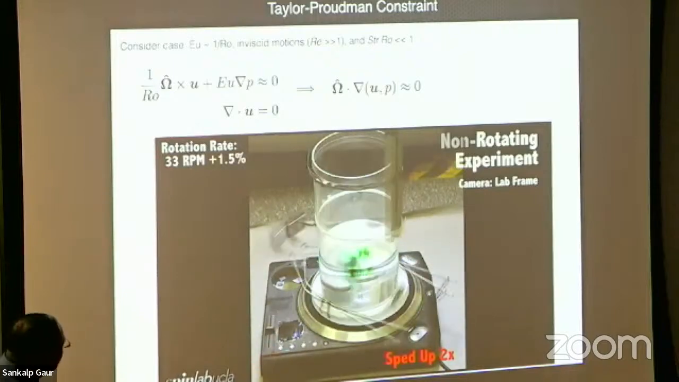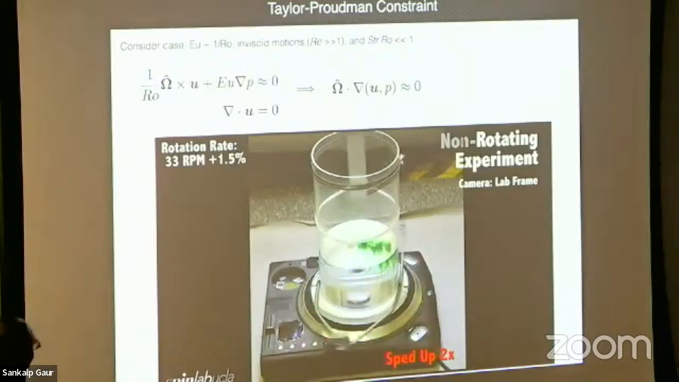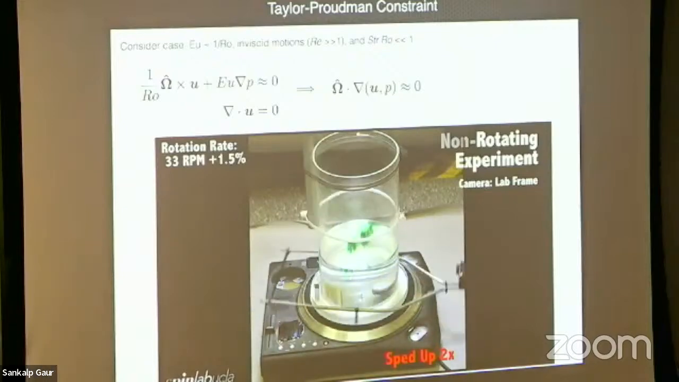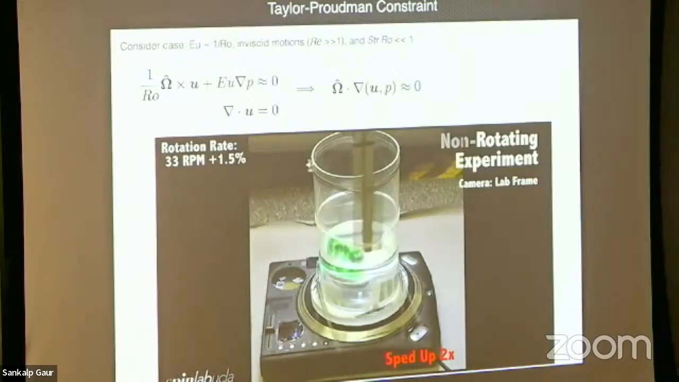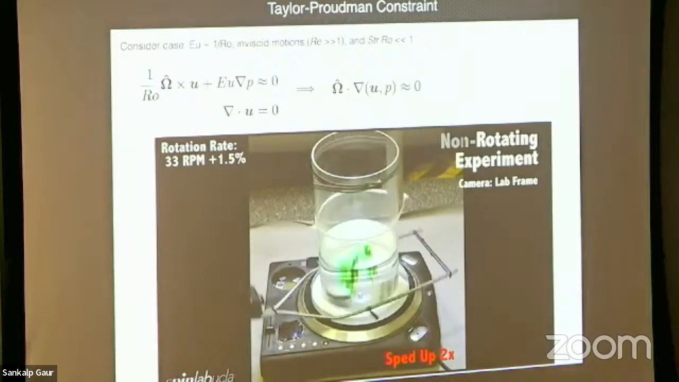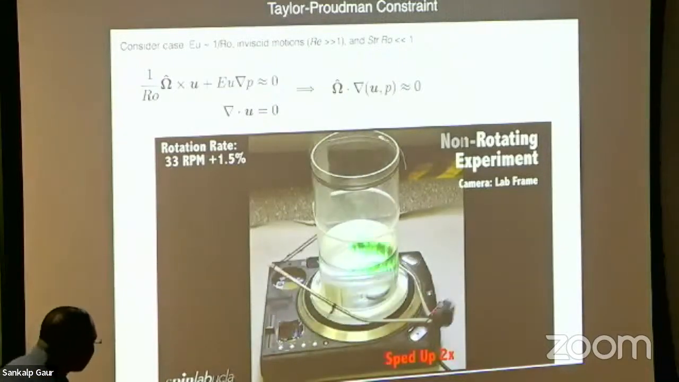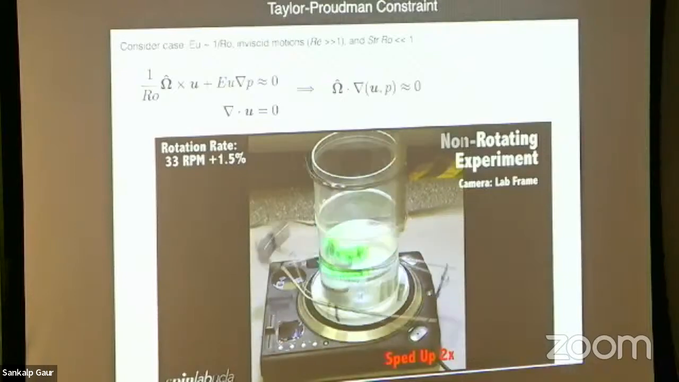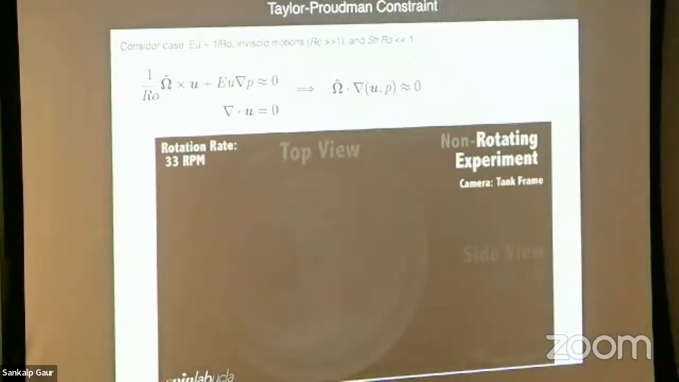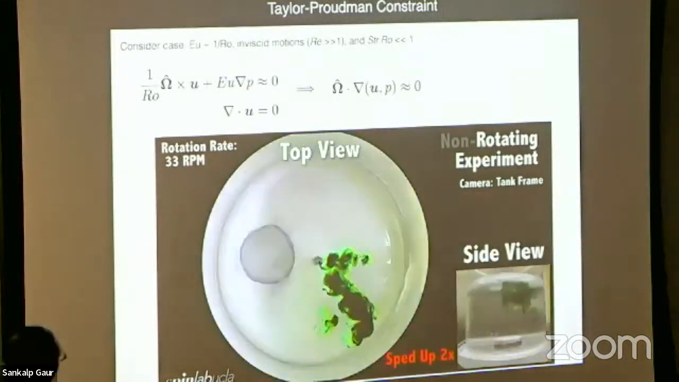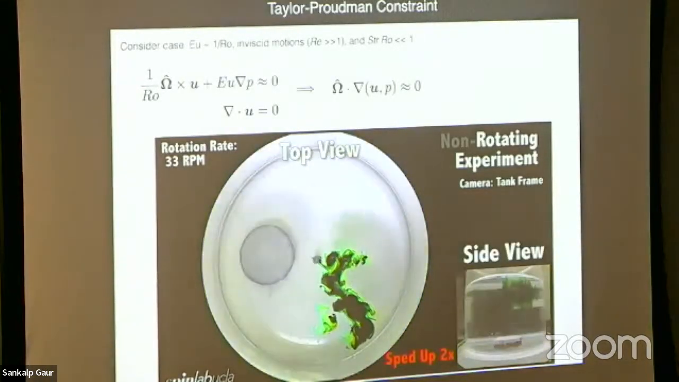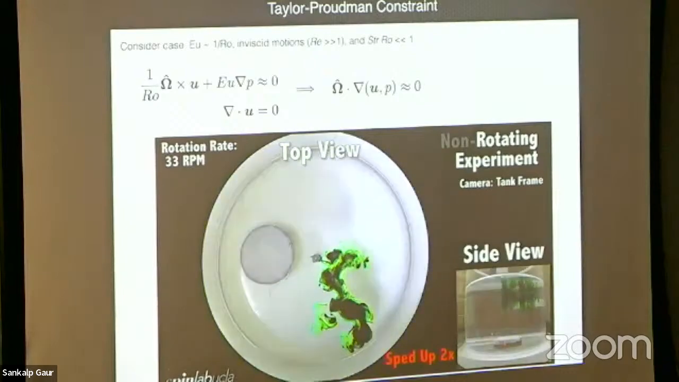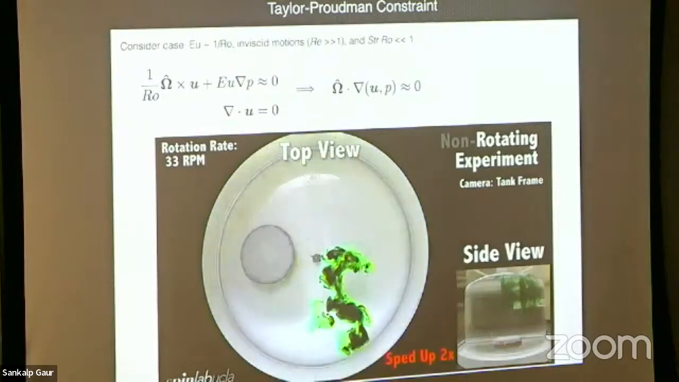And then at some stage, he's got a food dye in here, then he's going to give a discrete jump in the rotation rate. And this is in the lab frame. So we talked about the lab frame, and then in a moment he's going to go into the rotating frame. So here it is. Everything is moving at solid body rotation with the rotation rate here.